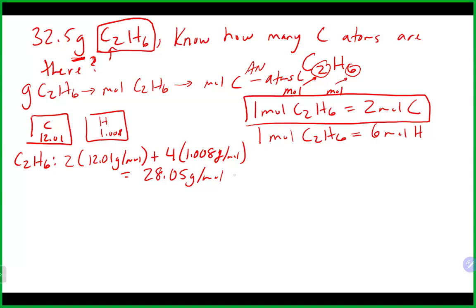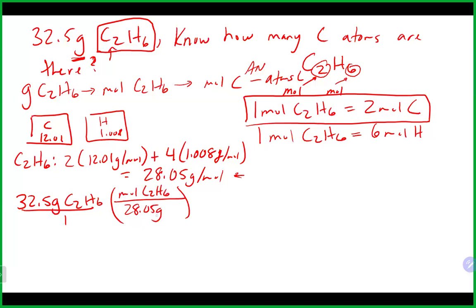Remember that this is really a conversion factor, right? And we could use it as such. So we're going to start with our number that we have, which is 32.5 grams of the whole thing. We are then going to use our molar mass. And again, we want to go opposites, which means we do need to put grams on the bottom. So we'll go 28.05 grams per mole of C2H6. Again, these are going to cancel as we multiply here, and divide by what's on the bottom.